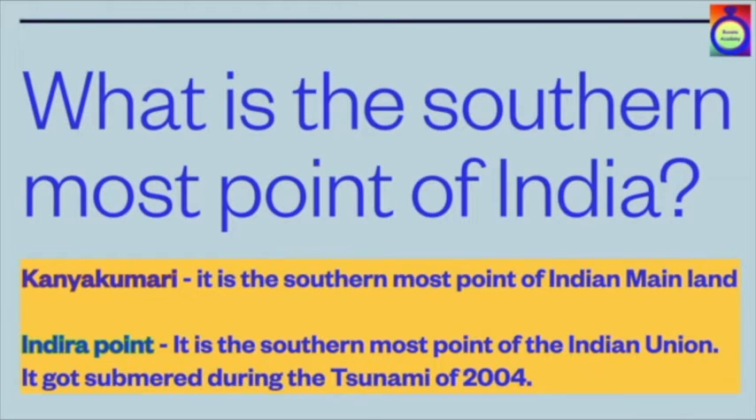Then you have one important question to answer. It is often asked in examinations, both CBSE and other competitive examinations. What is the southernmost point of India? We have to distinguish between two. If it is asked what is the southernmost point of the Indian mainland, you have to answer Kanyakumari. Then what is the southernmost point of the Indian Union? Then you have to answer Indira Point. That Indira Point was submerged during the tsunami that happened in the year 2004.